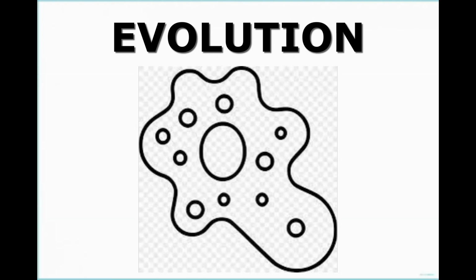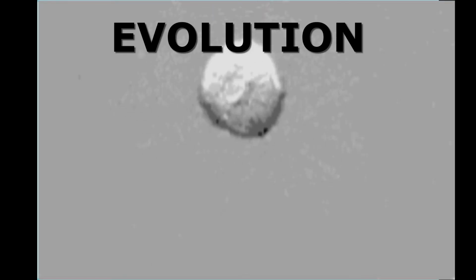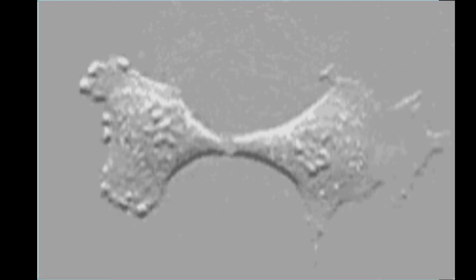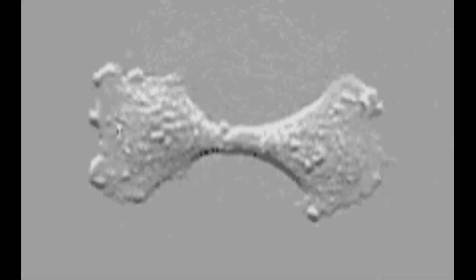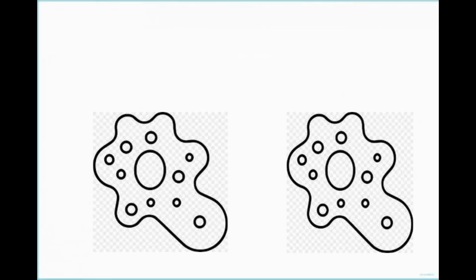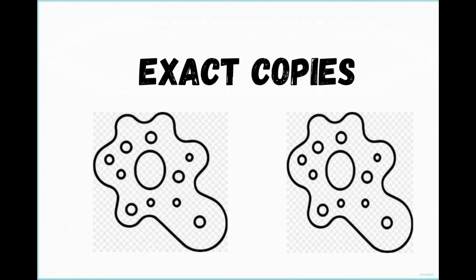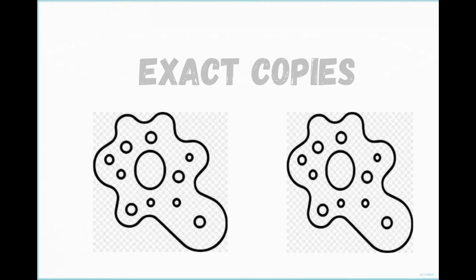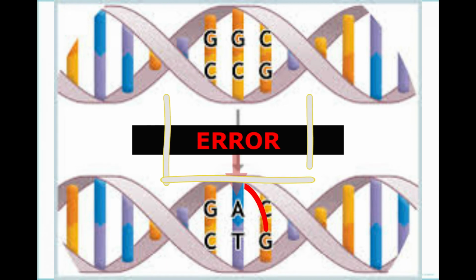A single-celled organism reproduces by duplicating its DNA inside and splitting right in the middle, and they will grow back to their full size. In favorable conditions, the amoebas will be exact copies of each other. But in other circumstances, when DNA is being copied, errors can occur which can modify the DNA code. This is what we call DNA mutation.